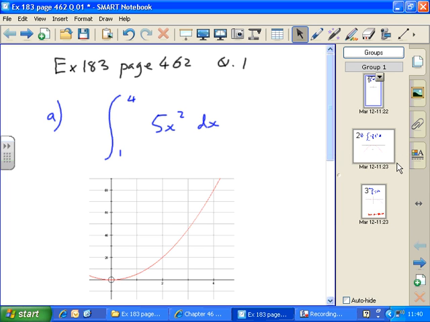Exercise 183, page 462, question number 1. Two parts to this question, and actually, having gone through these solutions, I've put another extension question at the end for you to have a go at, exactly like these ones here. So in the first case, we've got to integrate 5x squared with respect to x, and then put the limits 1 and 4 in, integrate between 1 and 4.